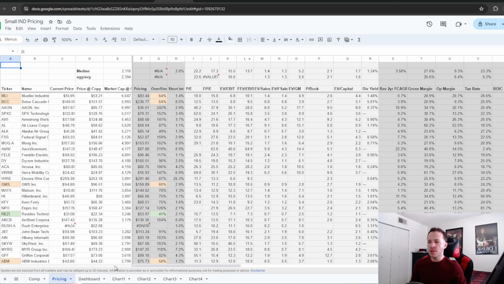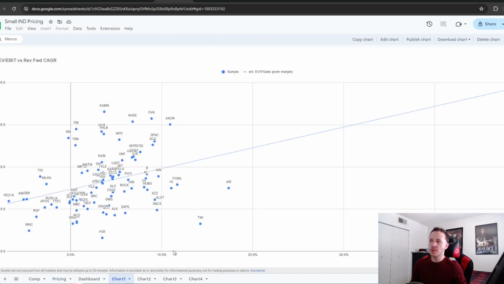Then moving over to the industrial sector, the first metric we end up using is EV to EBIT versus forward revenue CAGR. A pretty solid positive relationship for this one, though pretty bunched up around the lower end of the CAGR.